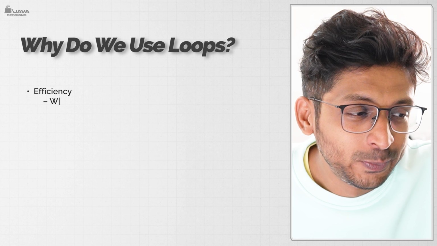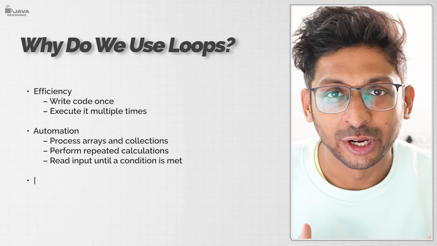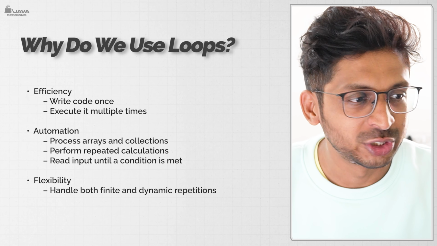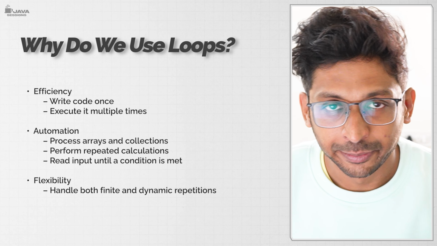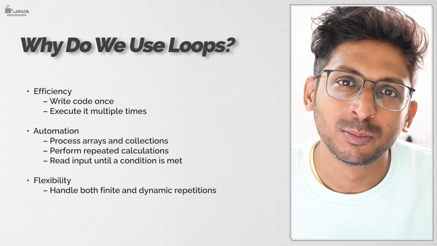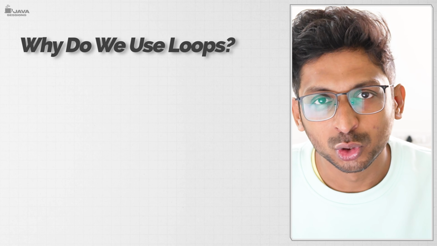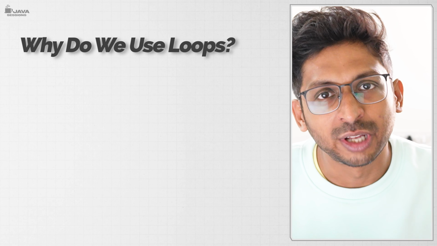Why do we use loops? Instead of writing repetitive code, loops allow you to write a block of code once and execute it multiple times. Loops are used in automating repetitive tasks like processing an element in an array, reading input till a specific condition is met, or performing a single mathematical operation multiple times. Looping structures allow you to handle both finite and infinite number of repetitions based on the dynamic condition.